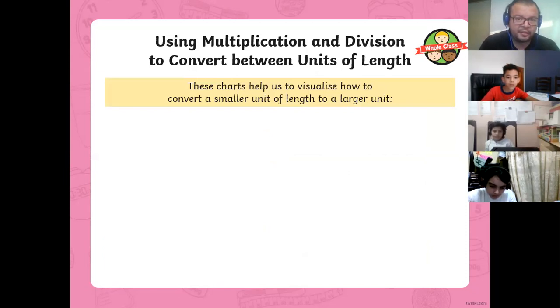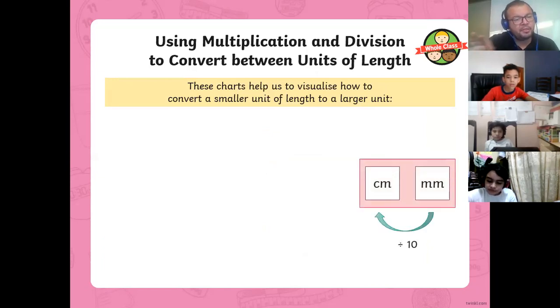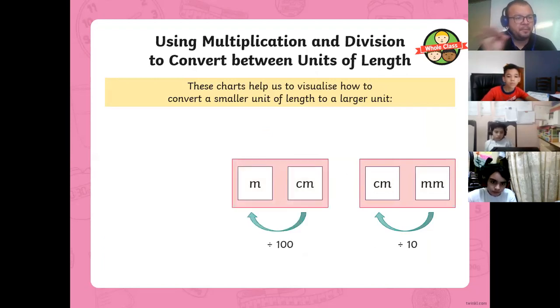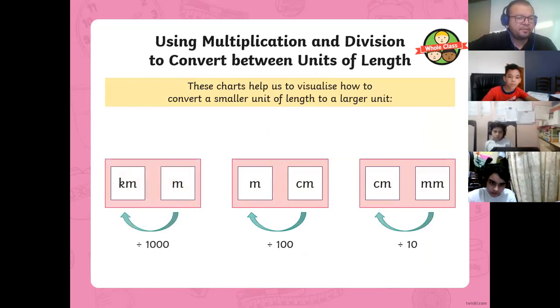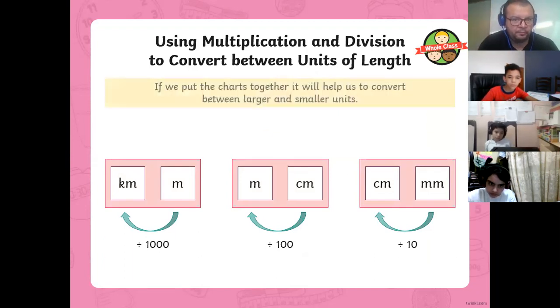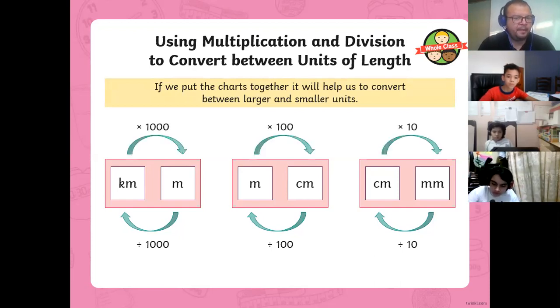Now, how can we use this? Also, I have a chart in here. From millimeters to centimeters, I have to divide by 10. From centimeters to meters, I have to divide by 100. And from meters to kilometers, I have to divide by 1,000. If we put that chart together, it will help us to convert between larger and smaller units and vice versa, right? In this way.